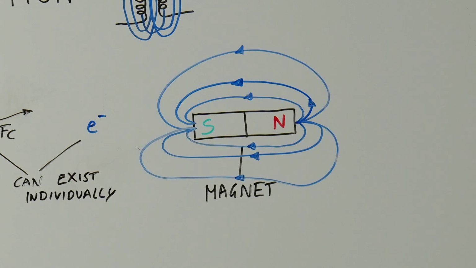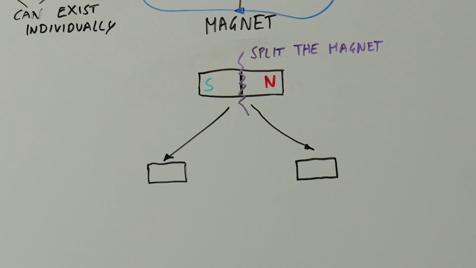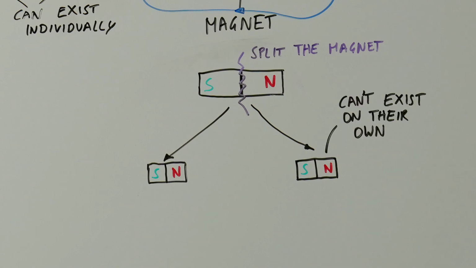If we now wanted to have only a magnetic south pole, one would think that by cutting a bar magnet in half, we would get exactly that. However, it turns out that if we cut a bar magnet in half, we get two bar magnets with magnetic south and north poles. We can't create a single magnetic south or magnetic north pole. They always exist together.